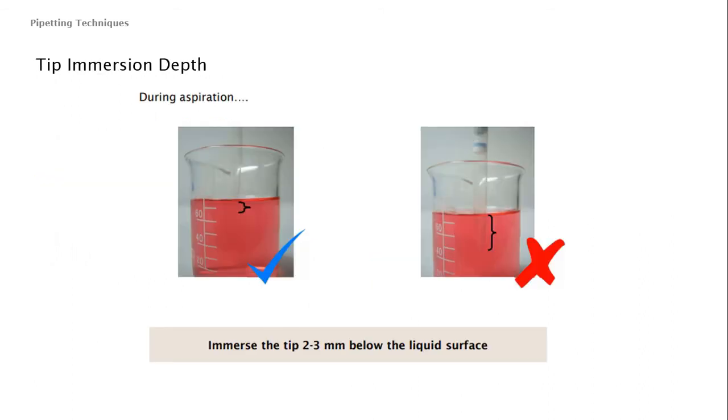So we go to the tip immersion depth. The recommendation is around 2 to 3 millimeters. I hope you can practice this one. It is not easy to measure the tip immersion depth, but at least once you practice this, you can estimate how deep your pipette tip is during the aspiration.